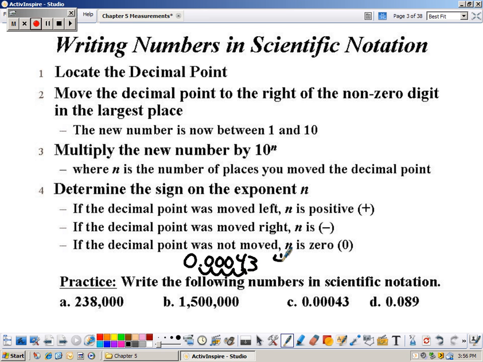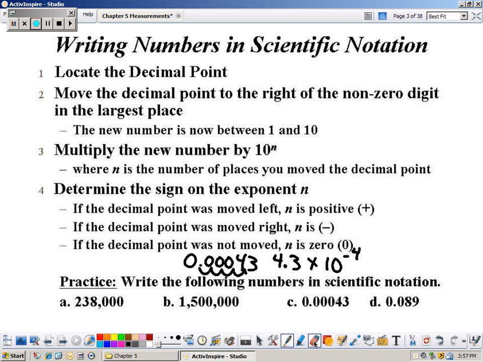And that'll give us a 4.3. So that number's between 1 and 10, like it should be. And now we have to figure out our power of 10. So what is n? Well, this time when we look at how many places we moved the decimal, we moved it 1, 2, 3, 4. So that's going to be a 4. And if we look in our instructions, we moved it to the right, so that's going to be negative. So that will be a negative 4. Okay, and that's converting to scientific notation when you have a small number.